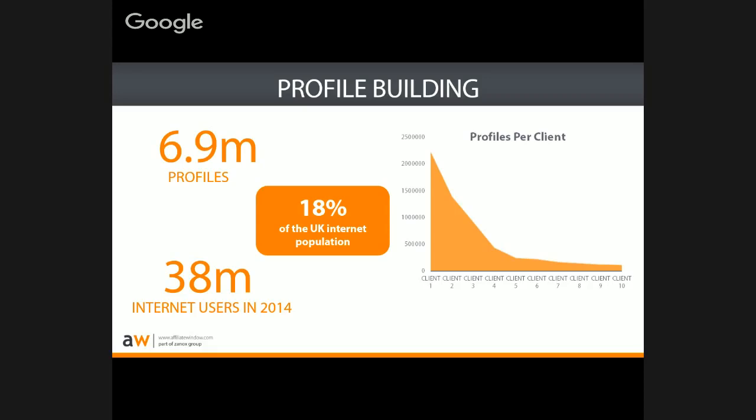The one thing that Affiliate Window can say with certainty, being the biggest affiliate network in the UK, is that we can make a deterministic cross-device tracking solution work better than most other companies of our type in the UK because of our size and because of our market share. It means we can build more profiles and make a more accurate solution than most other companies out there. And 18% of the UK internet population in 6 months is not going too badly, I don't think.